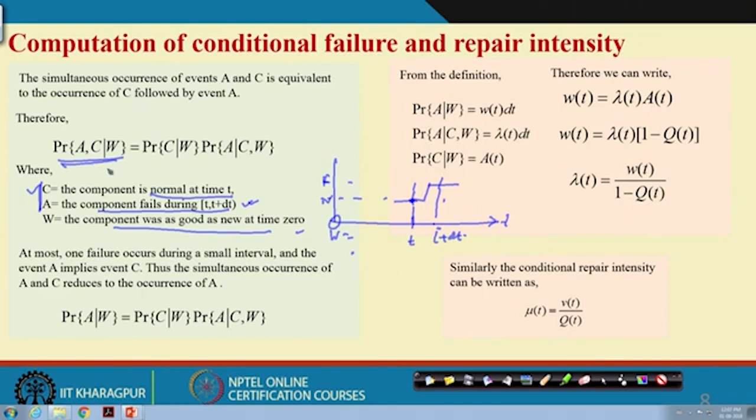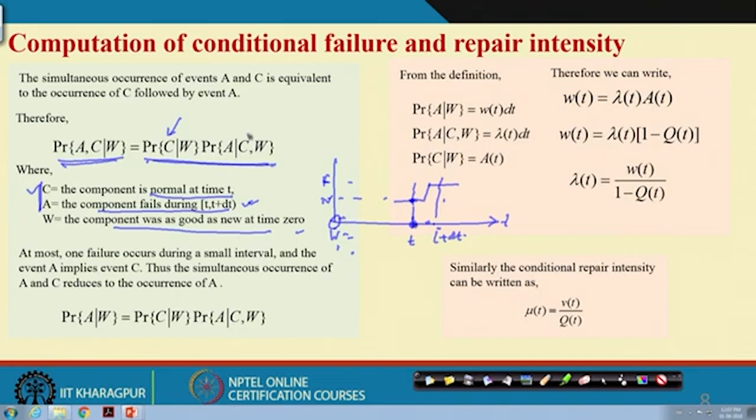So, if you know the conditional probability, it can be written like this. What is this? It is the probability that the component is normal at time t, given that it was as good as new at time t equal to 0, and this is given by the probability C given W. The second one is that the component fails, given two conditions: it is normal at time t equal to 0 and as good as new at time t equal to 0, and it is normal at time t.